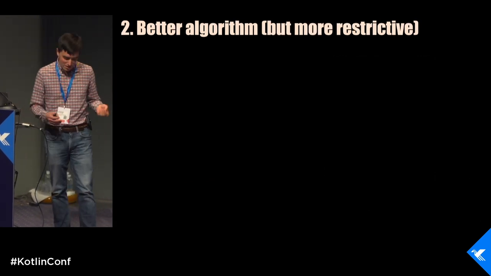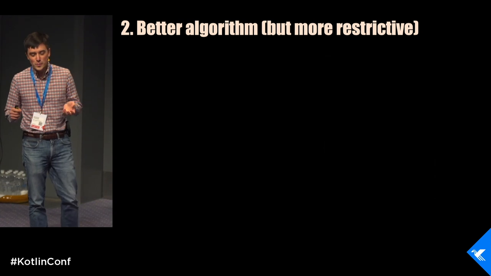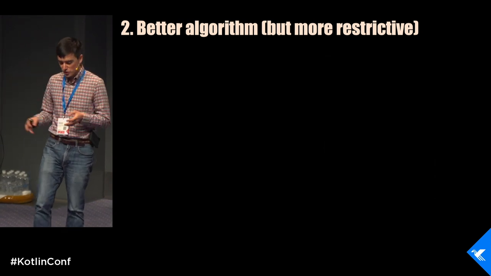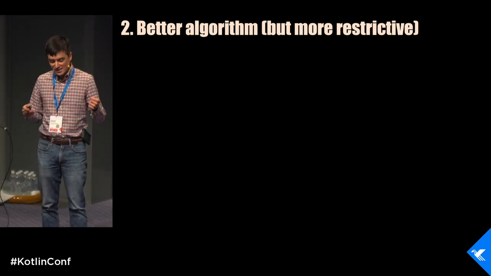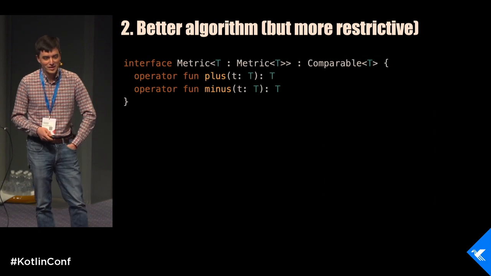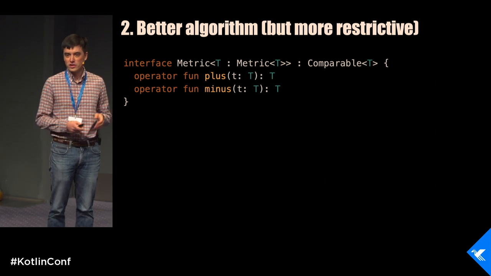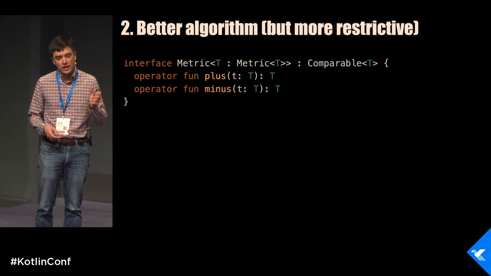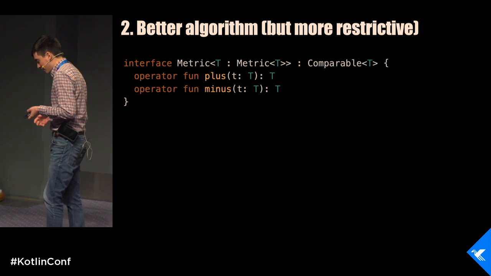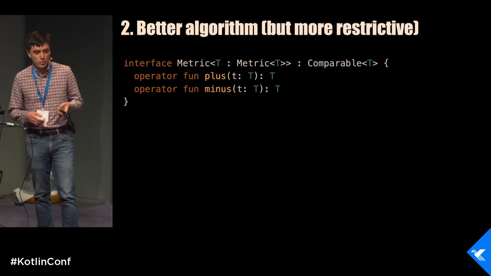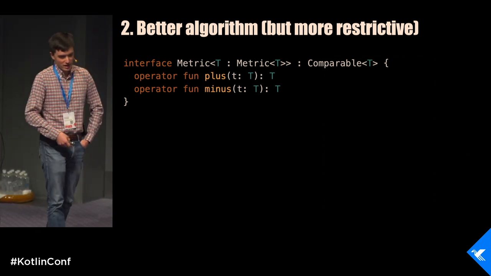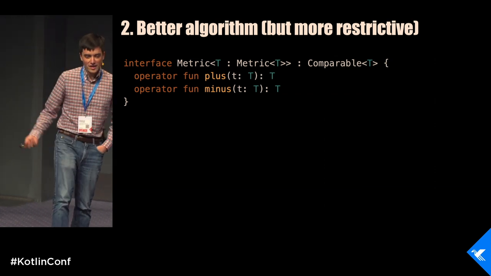Okay, so here's another algorithm that's a little bit more restrictive, but it gives us a little bit better efficiency, and it has some nice properties. So we need to define something called a metric, and there's some technical conditions for things that satisfy this. But let's just say, for now, we have these two operators, addition and subtraction, that kind of correspond to the familiar arithmetic.